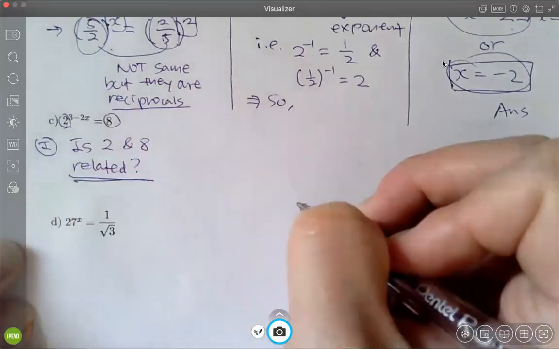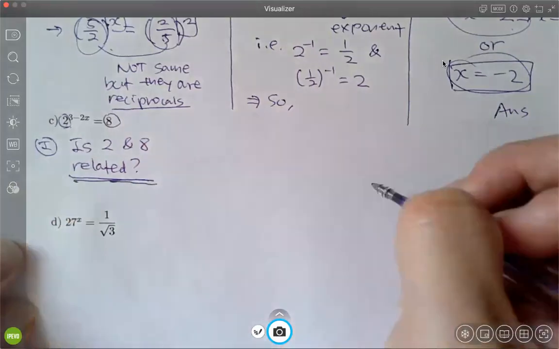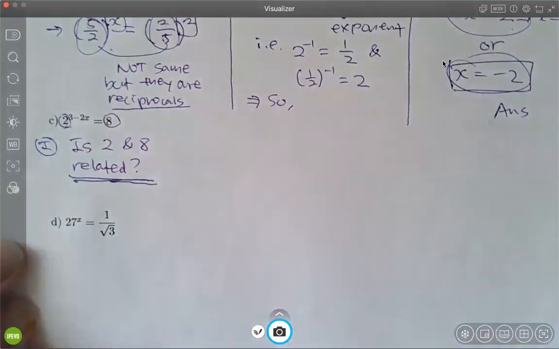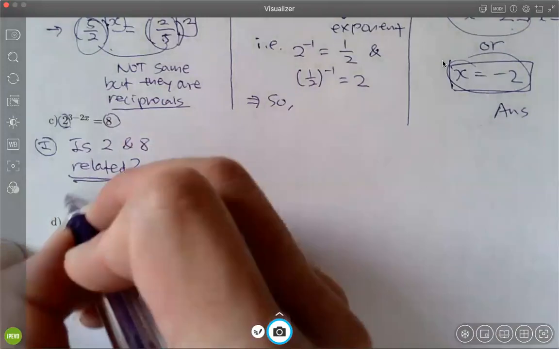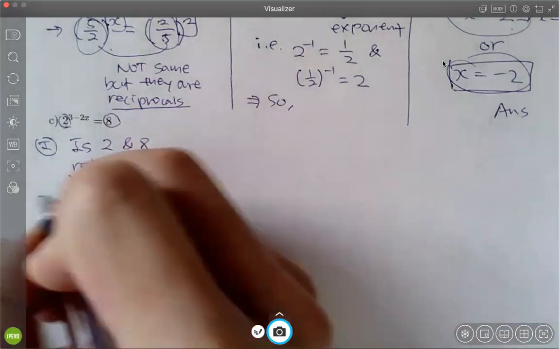And the answer is what? Yes, right? Okay, I mean, not 8 equals 2 times 4, but in terms of the exponent or exponential form. So 8 is equal to what? 2 to the what power? Third, right?